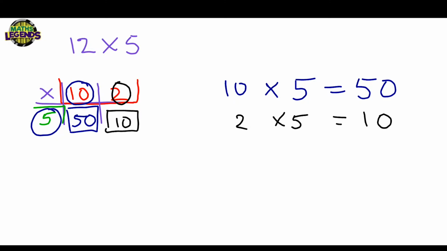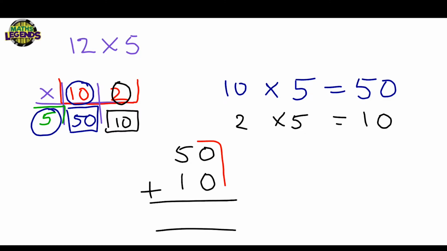And what we do is then we add all the numbers that we've just included that's not in the red and the green sections. So we write these down in the column method. So 50 and 10, we add them together. So starting with the right hand side column is 0 plus 0, which is 0. And we move on to the next column. That's 5 plus 1, which is 6. So the answer here, 12 times 5 is 60.